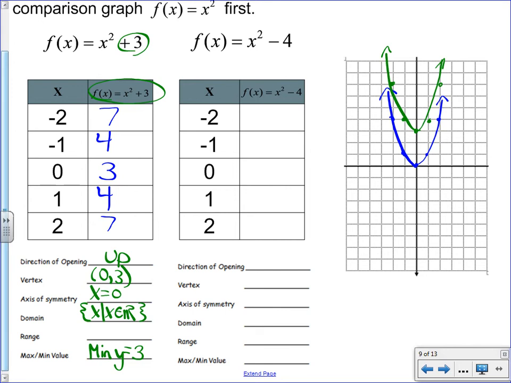So tell me what the range is, Jenny. Such that y will be greater than or equal to 3. Yeah. Good. Any questions with that? Yulia? Does the parabola always have to be symmetrical? A parabola will always be symmetrical.